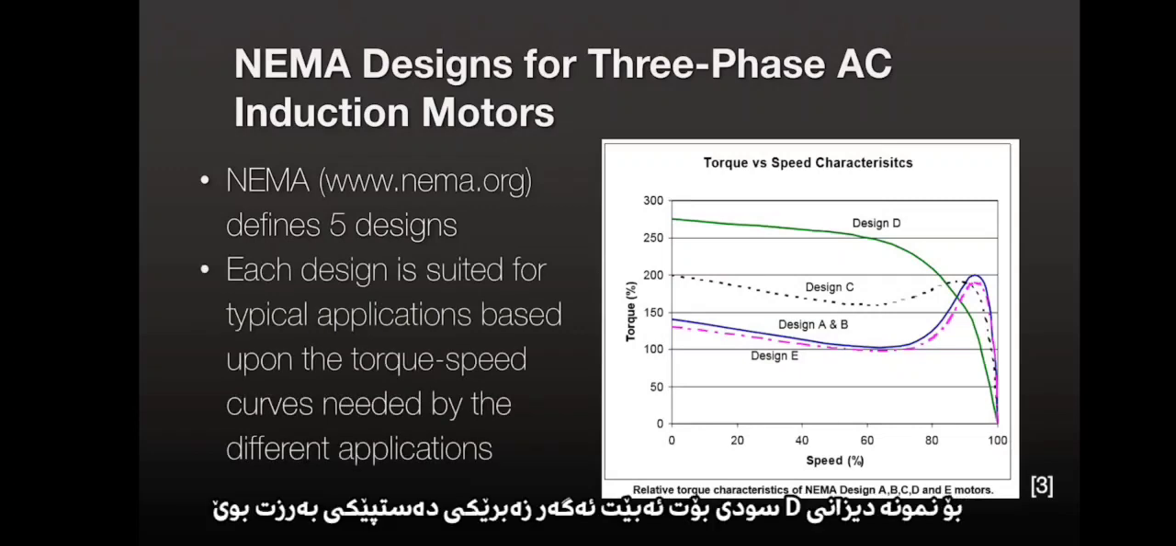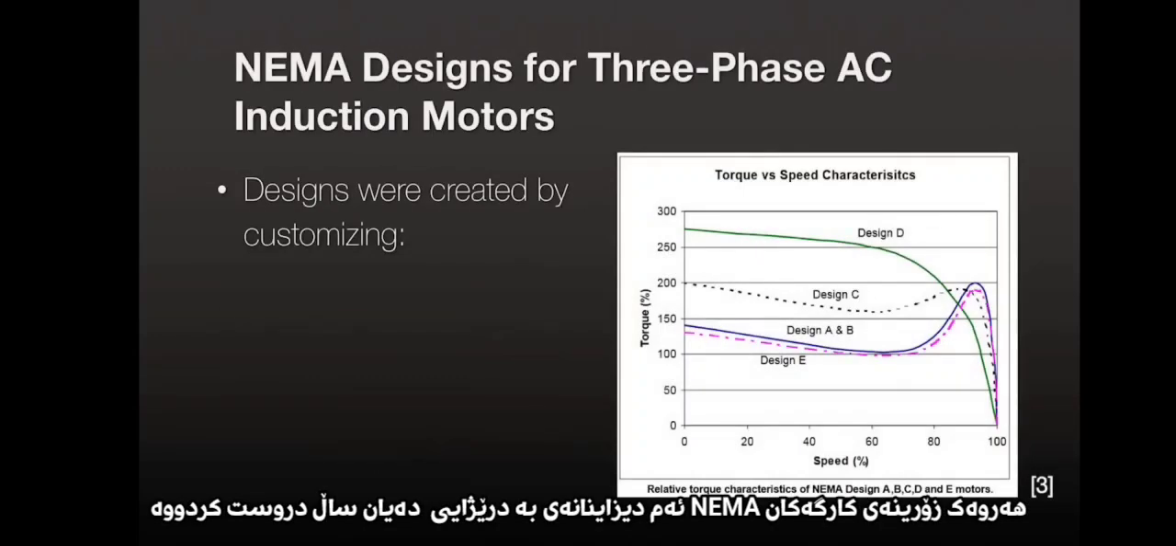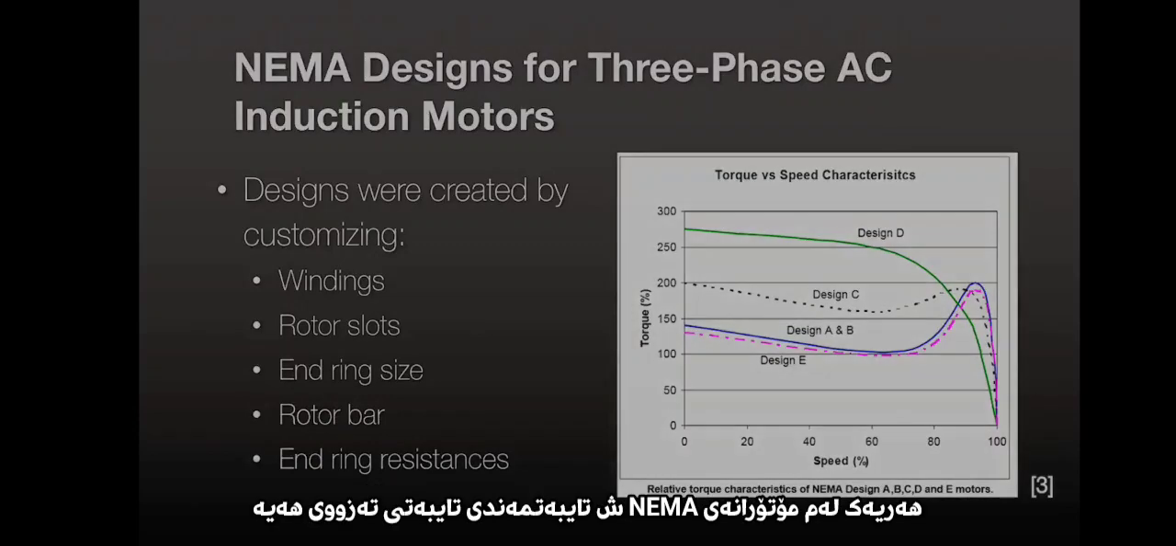For example, you would want design D if you needed a very high startup torque, as motors of this type have much higher startup torque ratings than the other motors. As is typical of many older industries, NEMA created the motor standards over many decades. This occurred as motor manufacturers created custom torque speed curves by altering the motor windings, the rotor slots, the end-ring sizes, rotor bars, and the end-ring resistances.